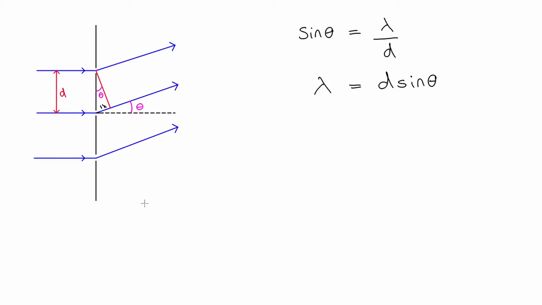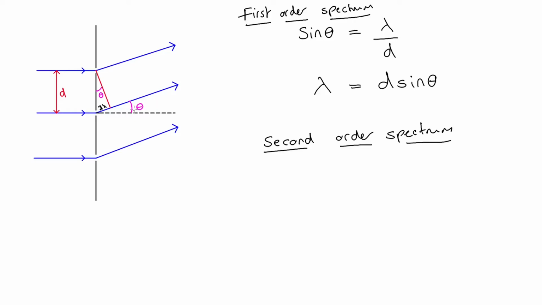When will we form that? Well, we said we've got the first subsidiary maximum here when this path difference between adjacent slits was 1 wavelength. Well, the second one is going to be when that path difference becomes 2 wavelengths. So here, let's say this was for what we call the first order spectrum. What we can also get is a second order spectrum, where this time light from each slit is diffracted through an angle theta to produce a path difference between light travelling there from adjacent slits of 2 wavelengths.